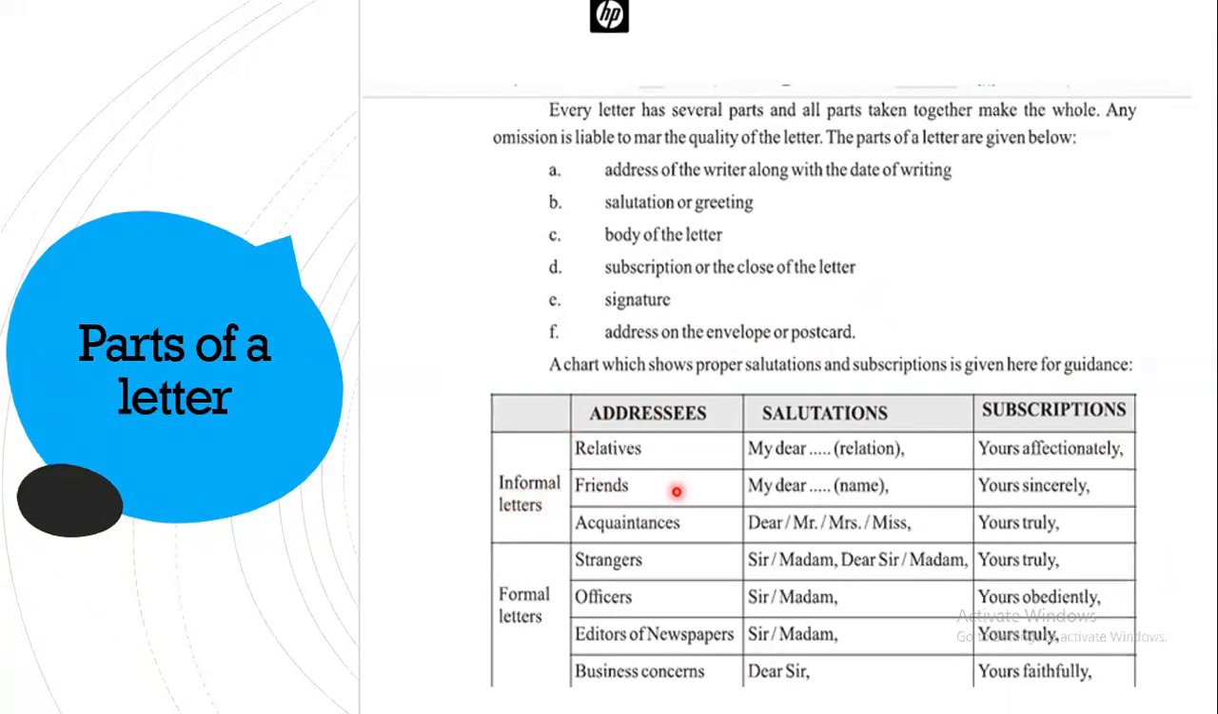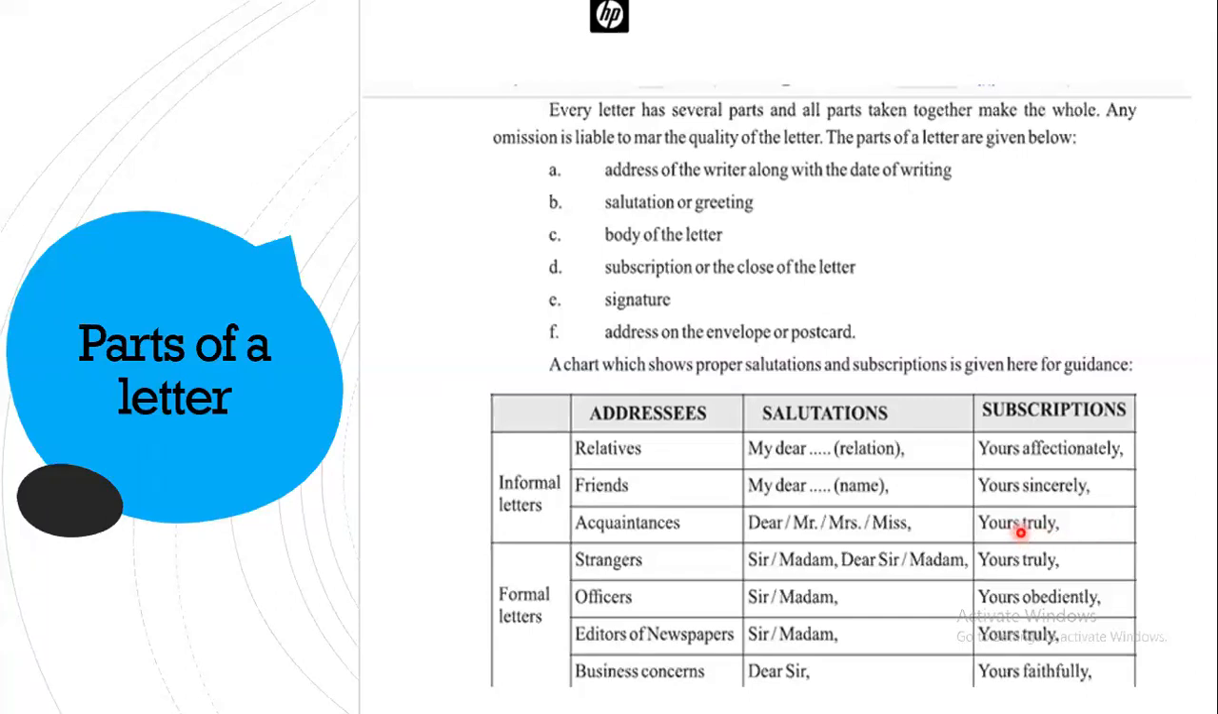This is for informal letters. The addresses are the relatives, friends and acquaintances, while the salutations in informal letters are "My dear," whatever name you want to use, and "Dear Mr., Mrs., Miss." And subscriptions are actually the ending parts. So there could be yours affectionately, yours sincerely, yours truly.